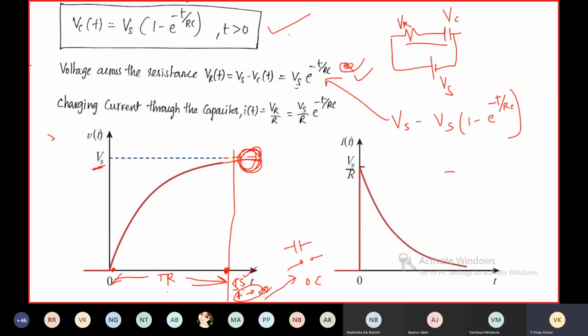Next, coming to this i of t, it is exponentially decreasing. Initially the value is Vs by R, exponentially decreasing, and finally it becomes 0 when time approaches infinity.